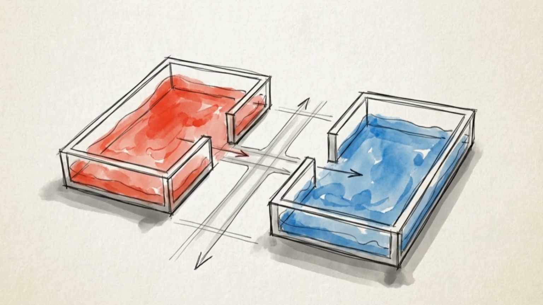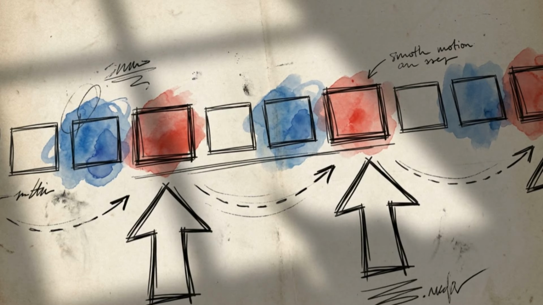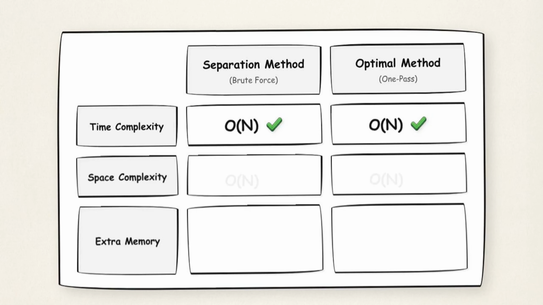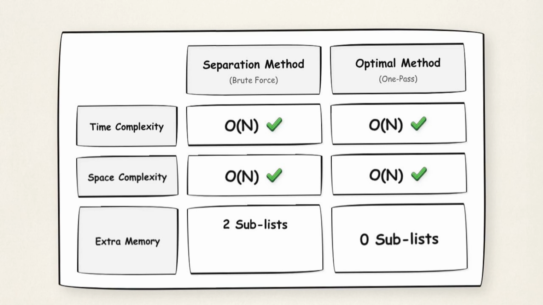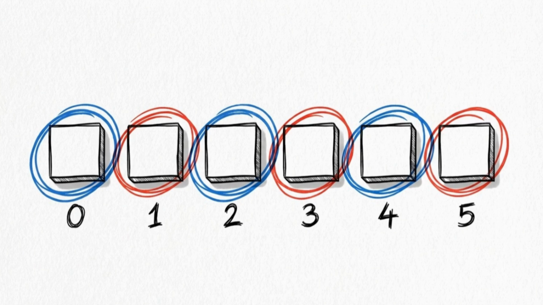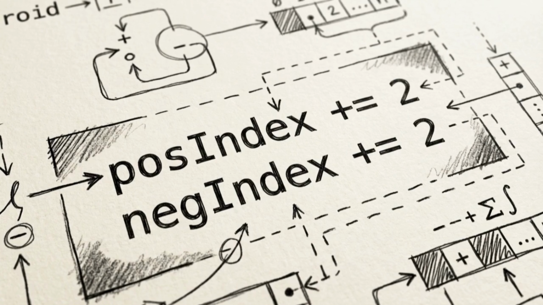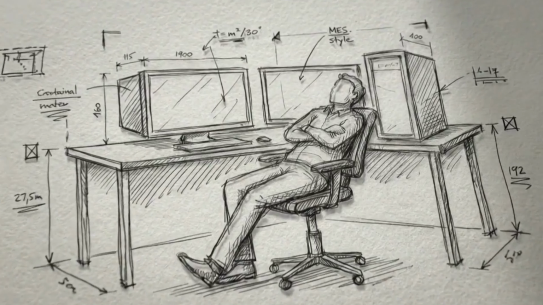We started with a basic separation strategy to understand the ordering constraints, and then refined it into an optimized single-pass pointer technique. Both approaches run in O of n time and O of n space. However, the optimal method builds the final array directly on the first pass, requiring no secondary sublists to keep track of the elements. Recognizing how array indices map to parity, evens and odds, provides a clear path through the problem. It sidesteps the complications of shifting elements in place, keeping the logic tied to simple index increments. Conquering this problem solidifies your foundational array logic.